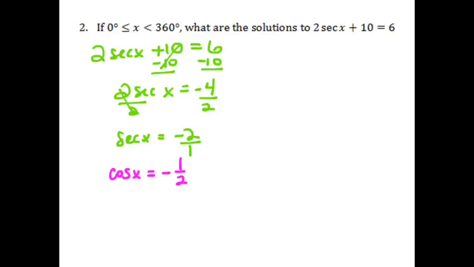Cosine x equals negative 1 over 2. I know that cosine has the value of 1/2 at the pi over 3 angle. However, I notice here that cosine is negative, and so I need to think in which quadrants is cosine negative. That, of course, would be quadrants 2 and 3. So that means that I want the pi over 3 angle that's in quadrant 2. That would be 2 pi over 3. And I want the pi over 3 angle that's in quadrant 3, which would be 4 pi over 3. And so those are the two solutions to this equation.